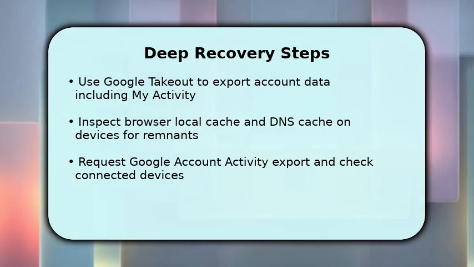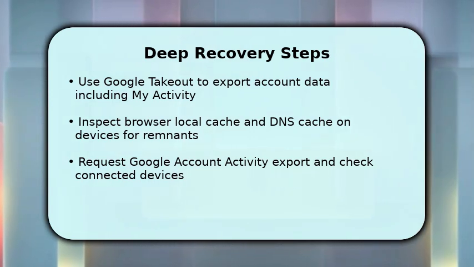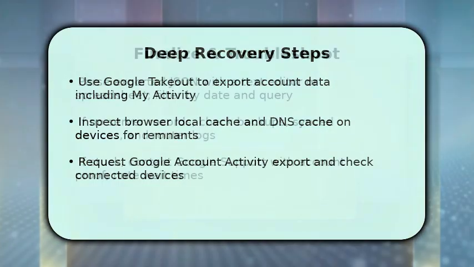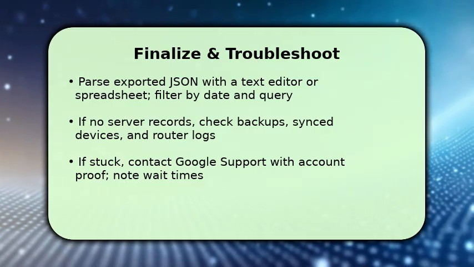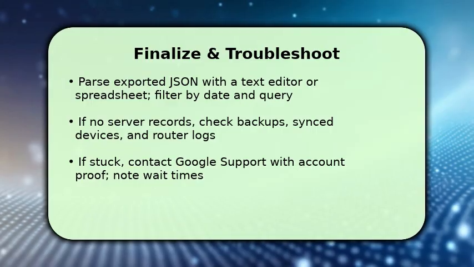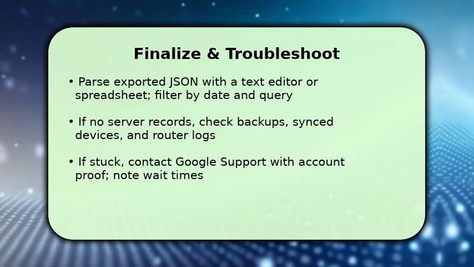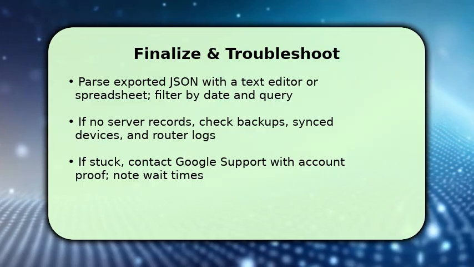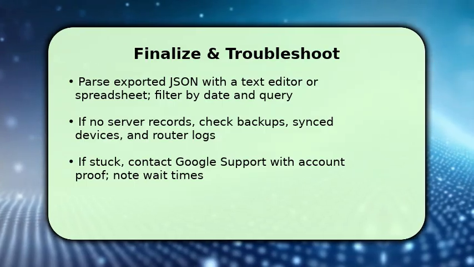If data was deleted recently, request an account activity export from Google Support as an additional route. Finally, open the Takeout JSON in a text editor or import into a spreadsheet, then filter by date, product type, and search keywords to recover specific queries. If the export lacks records, pivot to device backups, sync devices, and router or DNS logs as alternate sources.